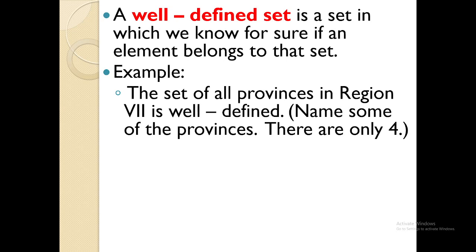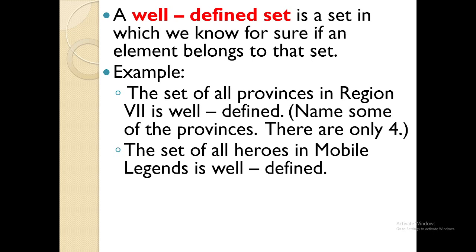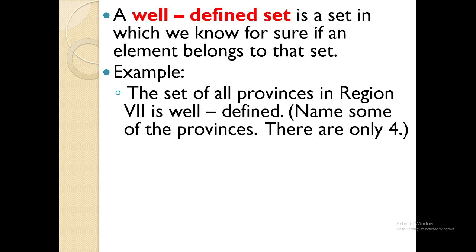Class, what are the provinces in Region 7? Cebu, sir. Cebu is one. Correct. Another province in Region 7. Bohol, sir. Bohol is another. Another province in Region 7. Okay, there are 4. Negros, Occidental or Oriental? Oriental. And the last one, I heard someone say this a while ago. Siquijor is the 4th province. So these are all the provinces in Region 7. And you know for a fact that Cebu, Bohol, Negros Oriental, and Siquijor are the only provinces in Region 7. So it's well defined, because there is no other answer. There are really just four. Let's have another example.